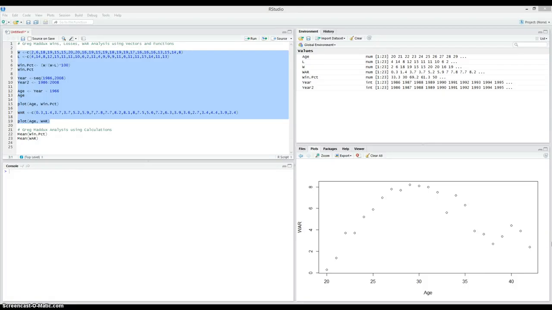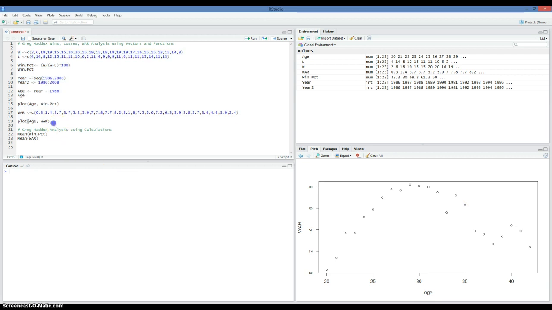This is a continuation of looking at vectors and vector functions. There are many built-in R functions for vectors, and I'm just going to look at a couple. Last video we looked at the wins and losses of Greg Maddux' career as well as his WAR. To do some more analysis of this, you can use functions to analyze vectors. We already have this win percentage vector, but we want to know some descriptive statistics about it.